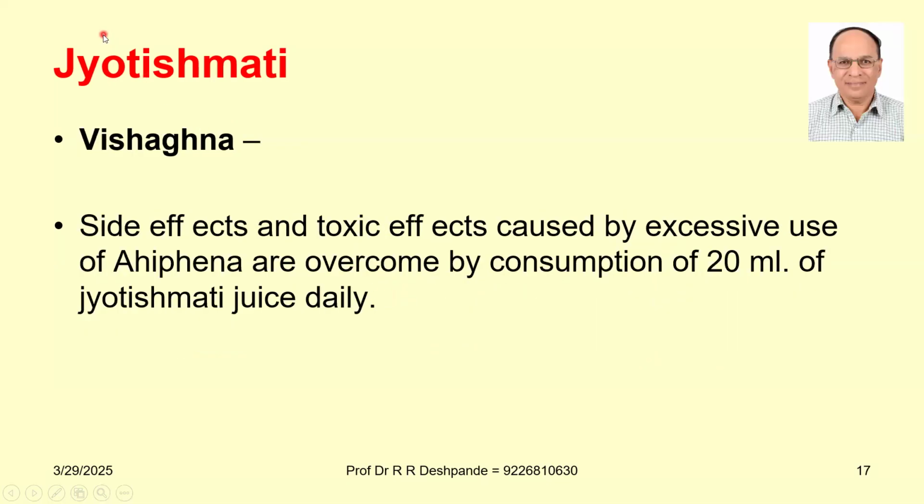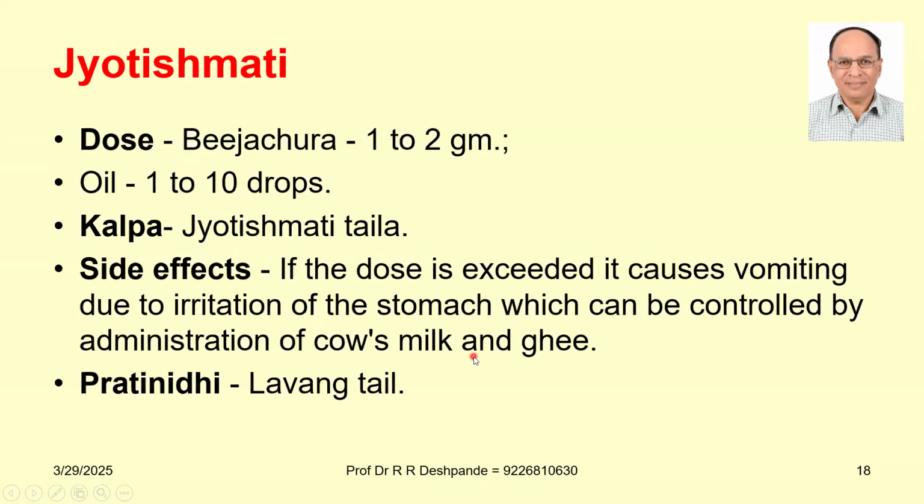Jyotishmati also has an action against poisons. Side effects and toxic effects caused by excessive use of ahifena are overcome by the consumption of 20 ml of Jyotishmati juice daily. Now, the dose of Jyotishmati: seed powder 1 to 2 grams, Jyotishmati oil 1 to 10 drops.